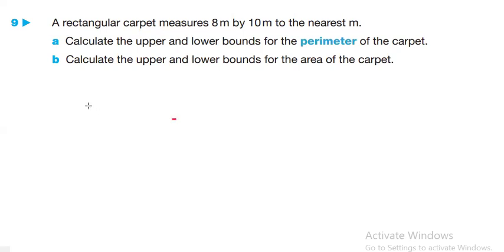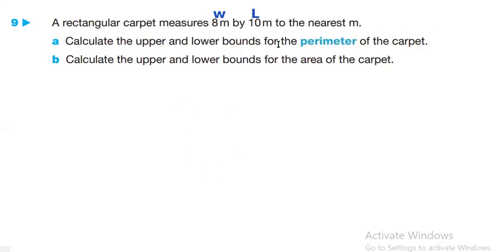Here, let's say this is the carpet. I'm going to put it in a table so you'll understand the idea more and how to choose between the right perimeter and the right area that gives you the upper and lower bound. So these measurements are the width and the length, okay? So this is the width and this is the length, like this. And this one is the length of the carpet.